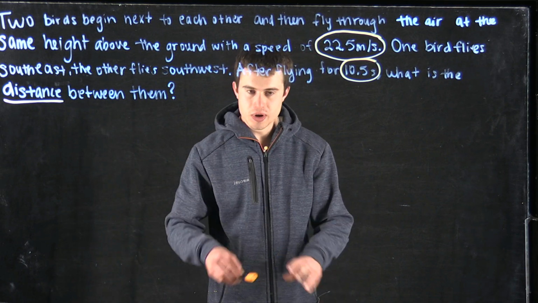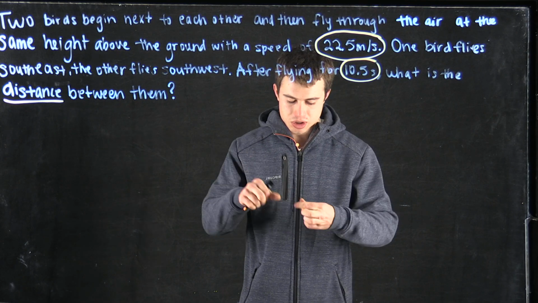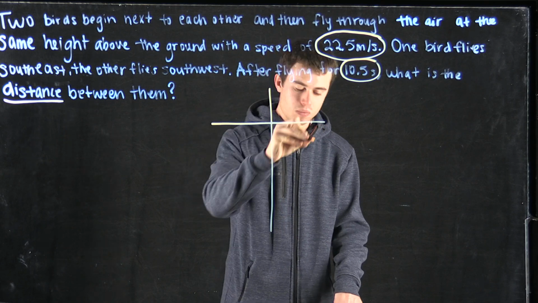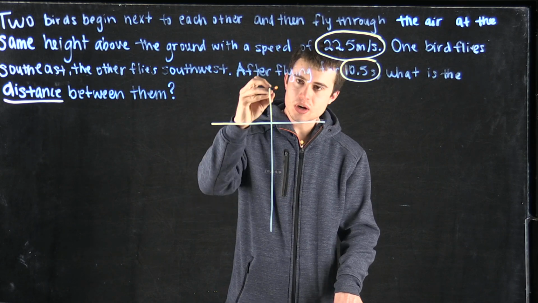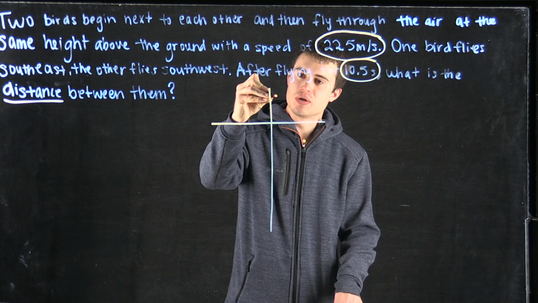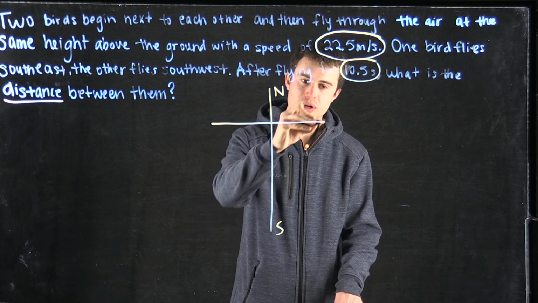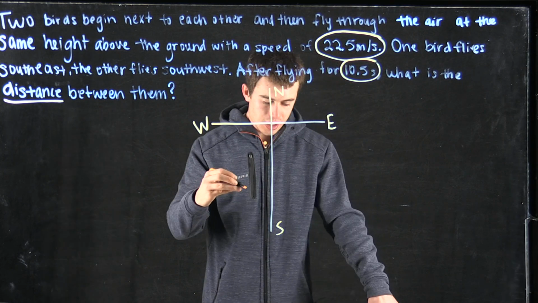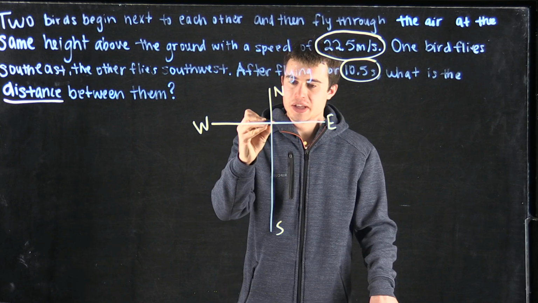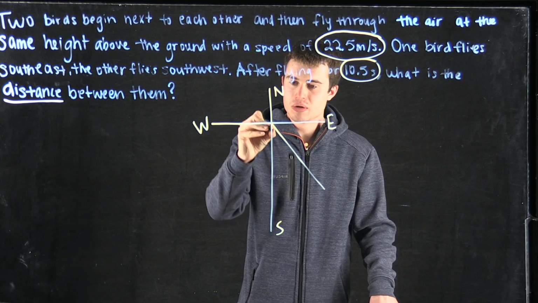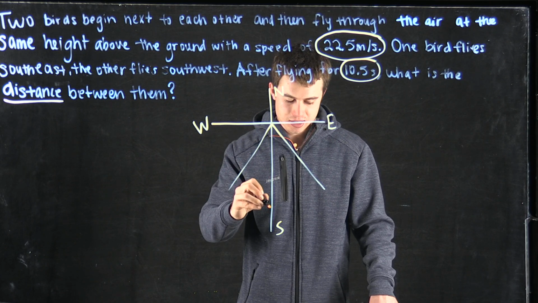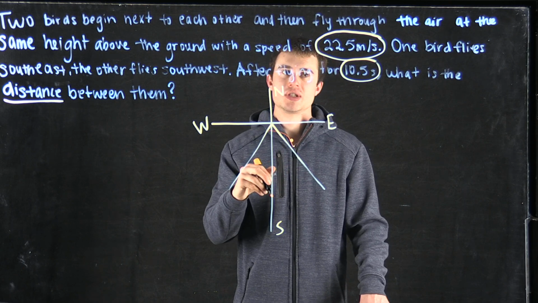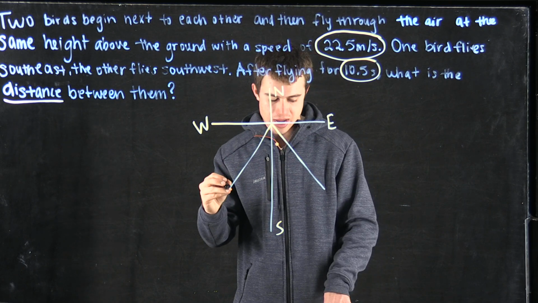So first of all, the way that you should do this is to set up a coordinate system, similar to an x and a y axis. You set it up with the directions, with north at the top, south, east, and west, and then you draw out the paths of the birds. So one bird goes southeast, the other goes southwest, and you're given that the speed is 22.5 meters per second and that they fly for 10.5 seconds.